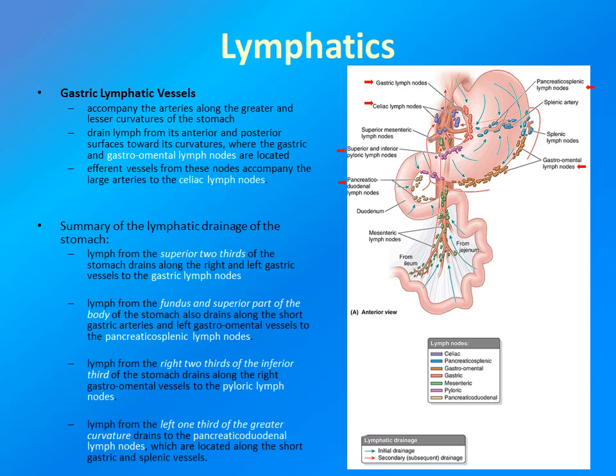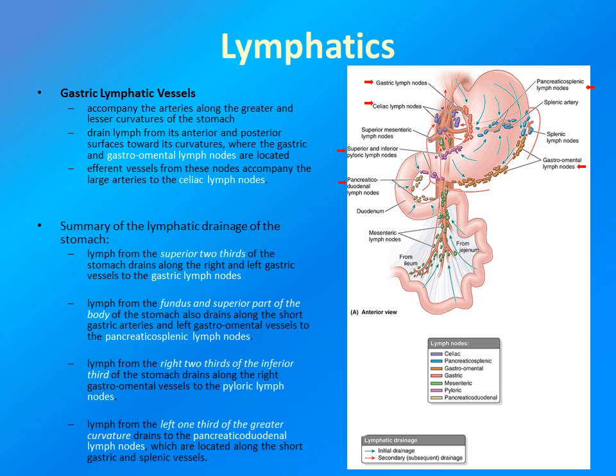Briefly, lymph from the superior two-thirds of the stomach drains along the left and right gastric vessels to the gastric lymph nodes. Lymph from the fundus and superior part of the body drains along the short gastric arteries and omental vessels to the pancreatico-splenic lymph nodes, and lymph from the right two-thirds of the inferior third of the stomach drains along gastro-omental vessels to the pyloric nodes.